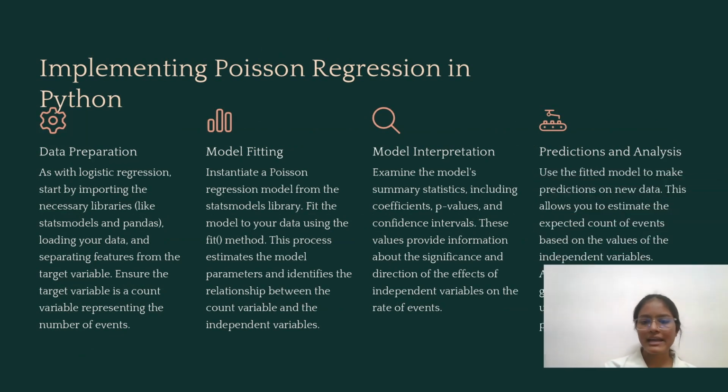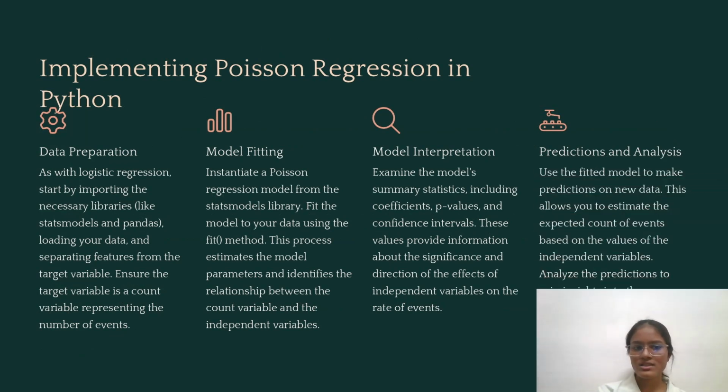how can we implement Poisson regression in Python? As with logistic regression, start by importing the necessary libraries. So that's the first step. After that, instantiate a Poisson regression model from the statsmodels library and fit the model to your data using the fit method. Now the model interpretation: examine the model summary statistics, which include p-values, confidence intervals, and coefficients. These values provide information about the significance and the direction of the effects of independent variables on the rate of events.